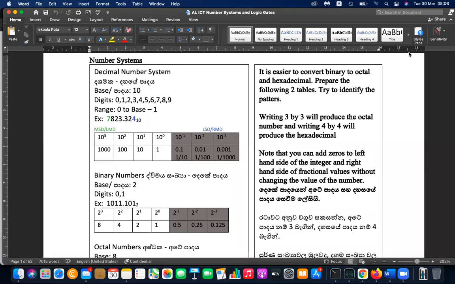Right, we have to start our new chapter today, which is number systems, which is going to be kind of an easy lesson. And along with the number systems, I'm going to discuss the next one, which is logic gates. If you are good in this, we can finish quickly, right?